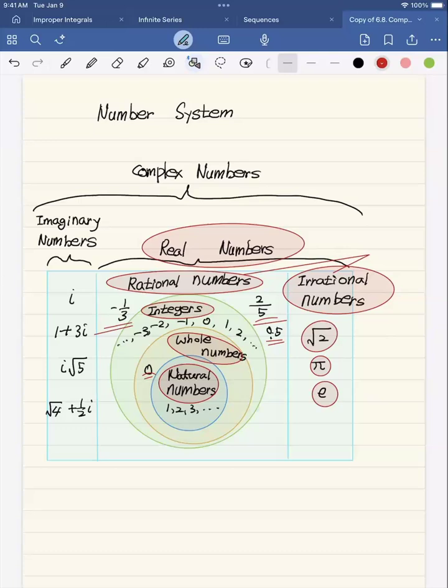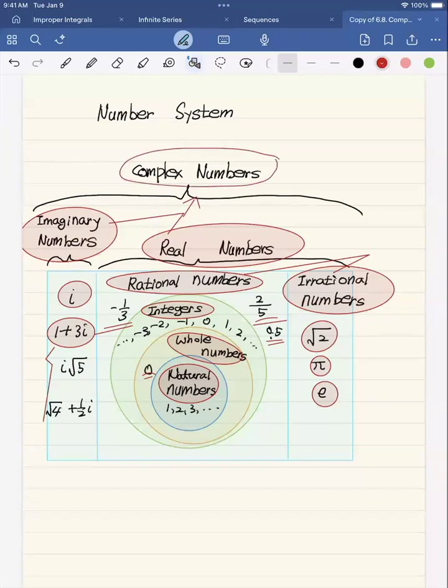And then we define imaginary numbers. Those are i and 1 plus 3i, and so on. Whatever the combination of the numbers are, it contains i. When we include imaginary numbers and real numbers together, we say the number system is a complex number system.